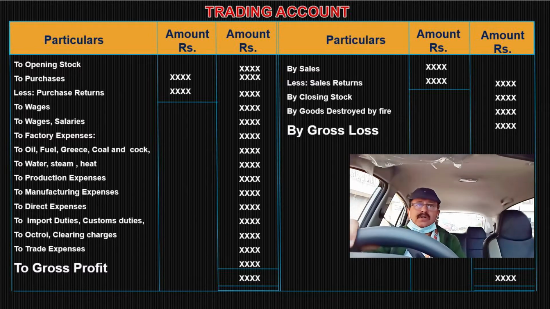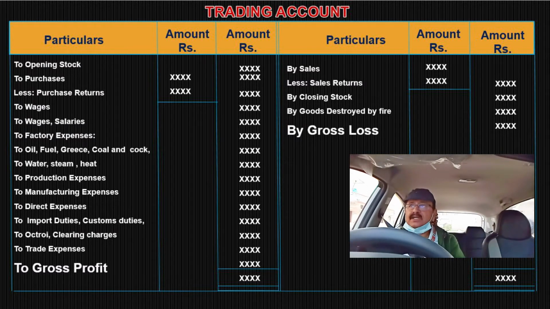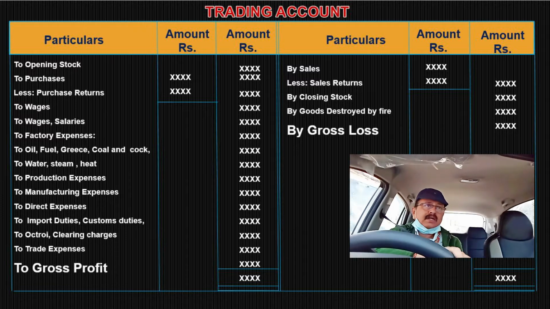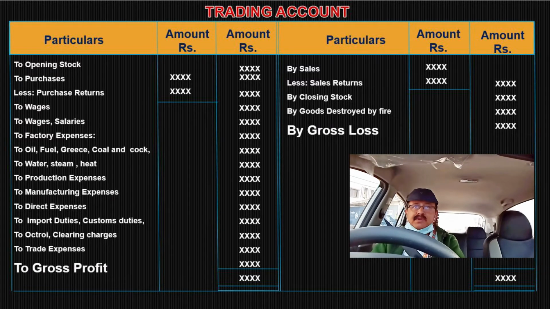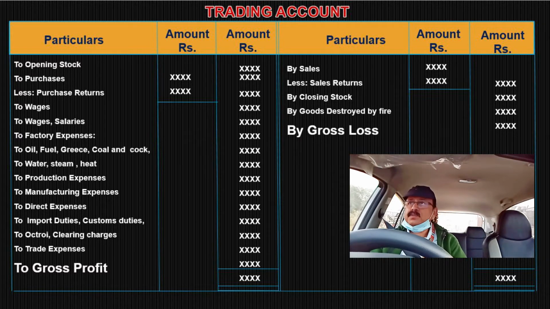Right, so that means all factory expenditures are related to the trading account. That means we have to show them in the trading account. Okay, then generally the credit side will be high, that means incomes will be high. Then the debit side expenditures will be less. So from income, if you deduct total debit expenditures, you are going to get gross profit.